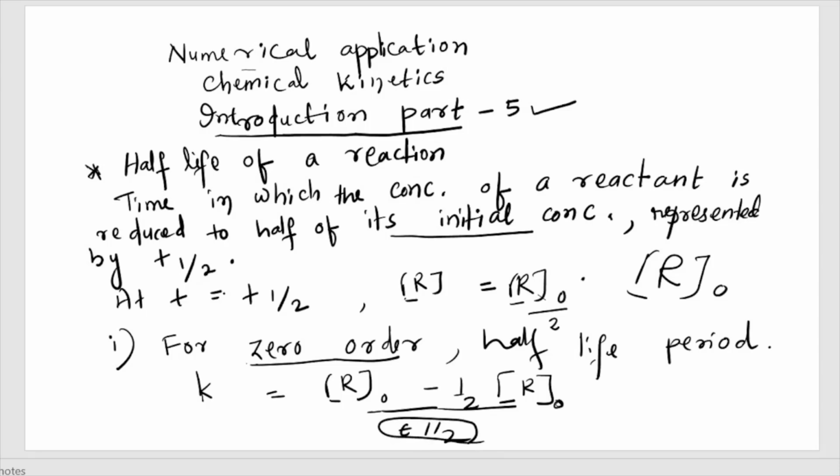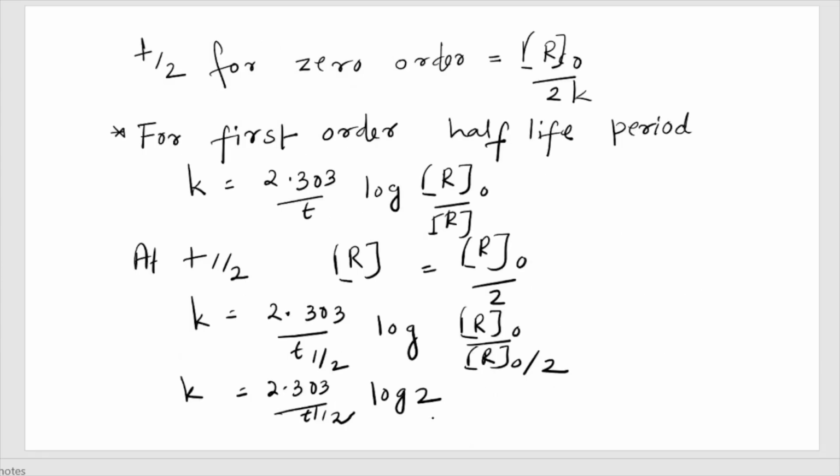Before that, what is the equation? K equal to R0 minus R, divided by T. But what is R here? This R equal to R0 by 2. So put the value here, then what will you get? That is R0 by 2K. After calculation, you will get R0, the molar concentration, that is the initial concentration, divided by 2K. So this is the formula you should remember.